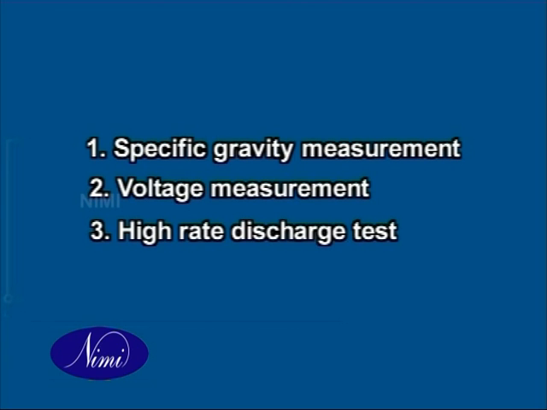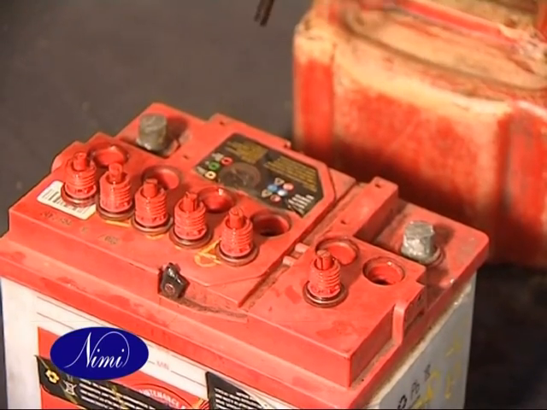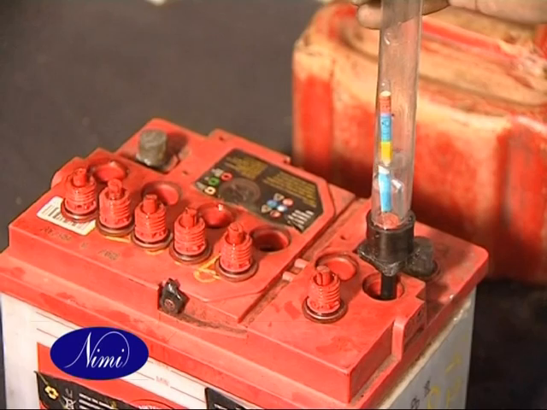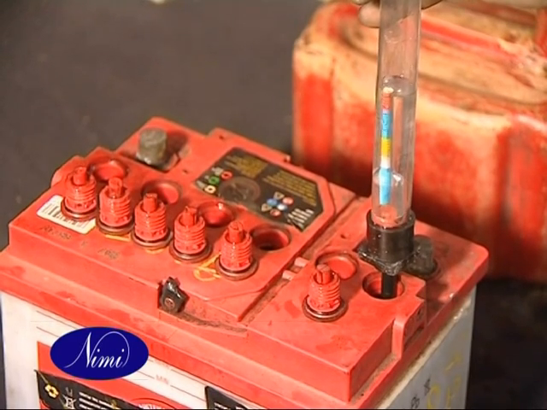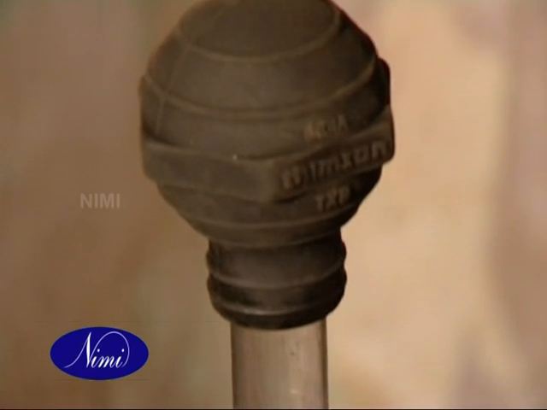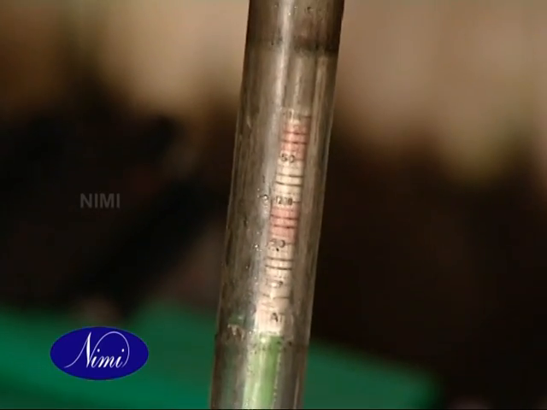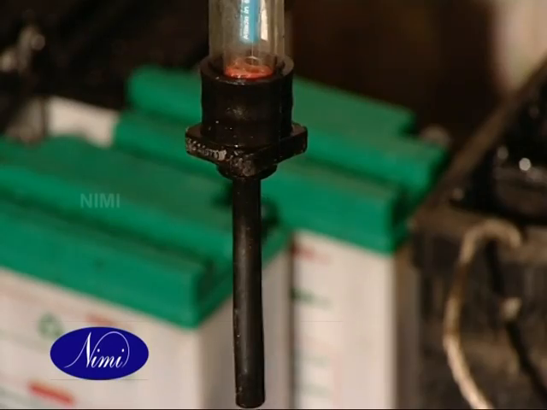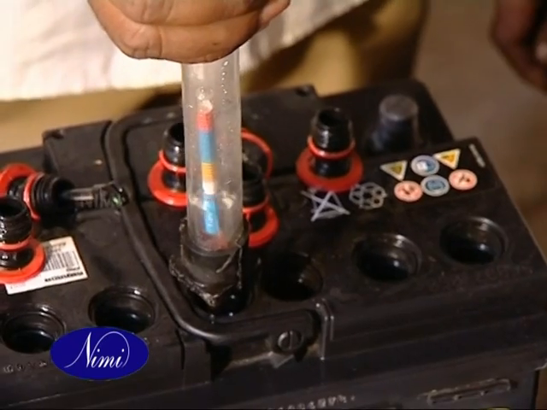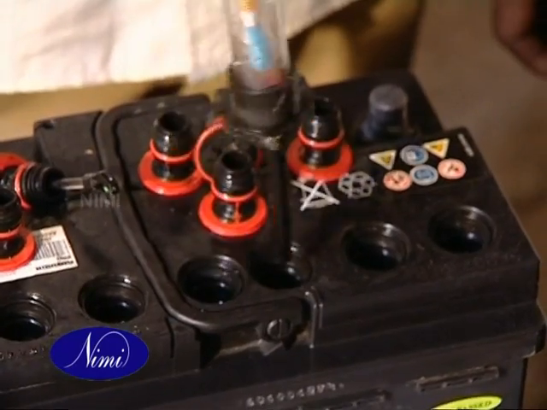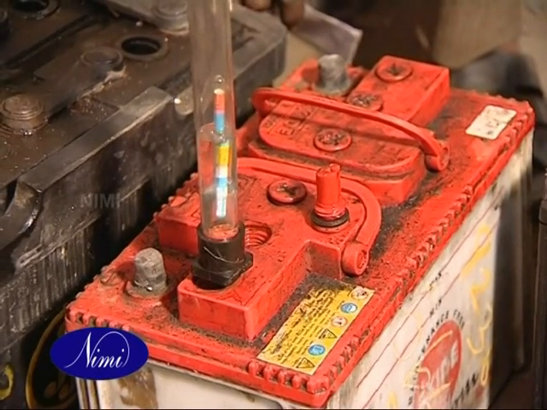Tests. The following tests are to be conducted to ascertain the condition of the battery: specific gravity measurement, voltage measurement, high rate discharge test. Specific gravity measurement. The specific gravity of an electrolyte is measured with a hydrometer. The main parts are a rubber bulb, glass tube, float, and a flexible rubber tube. The hydrometer measures the relative density of the electrolyte in a lead-acid battery.